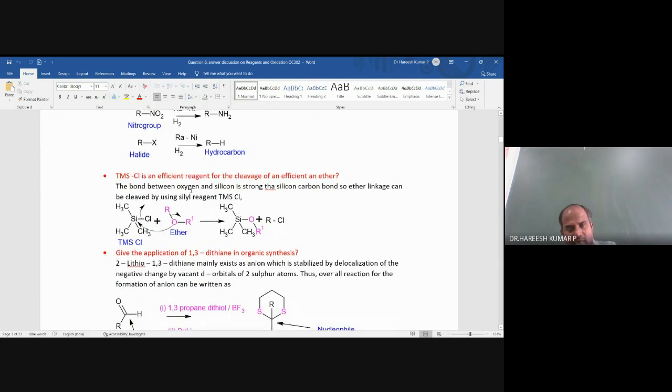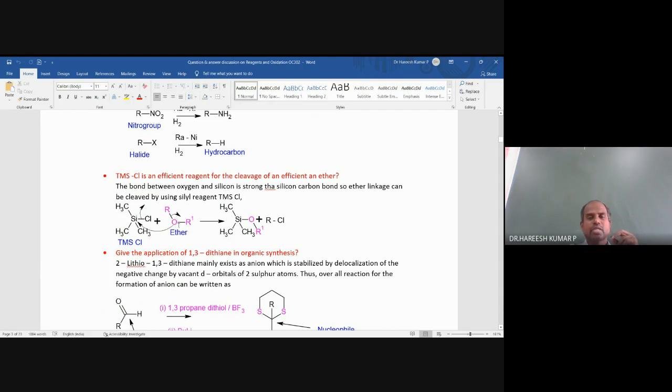So next I am taking one more question, that is TMS chloride. What is TMS? Trimethylsilyl chloride. Trimethylsilyl chloride has been asked several times for 2 marks. TMS chloride is an efficient reagent for the cleavage of ether. So ether means ROR dash. R and R dash may be the same group or a different group. So TMS chloride is used to cleave the ether linkage.